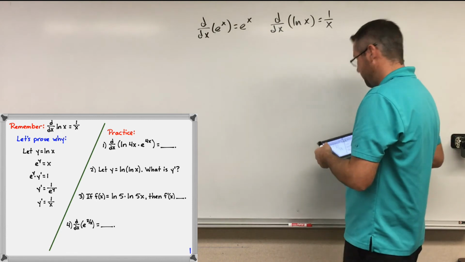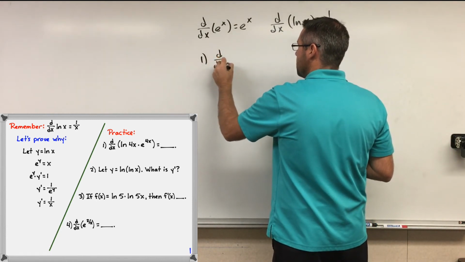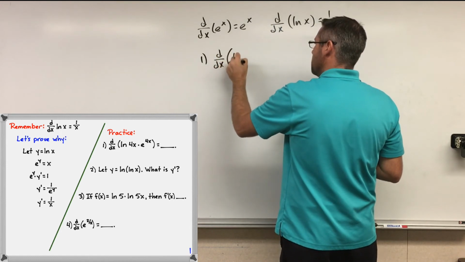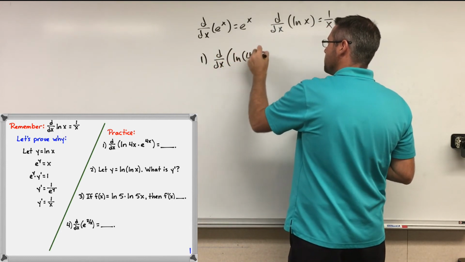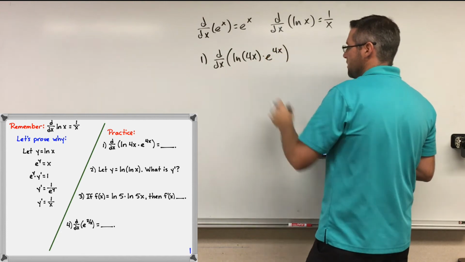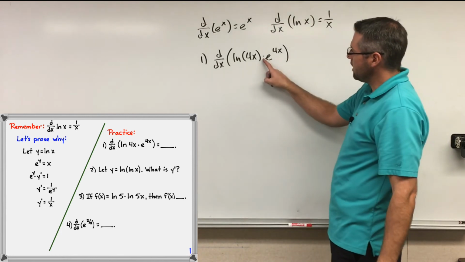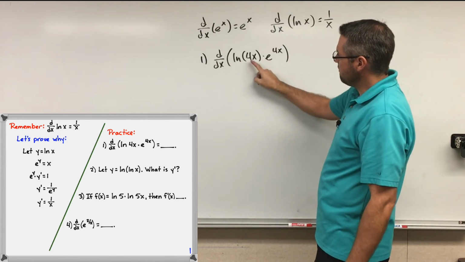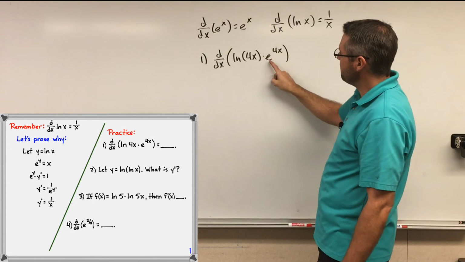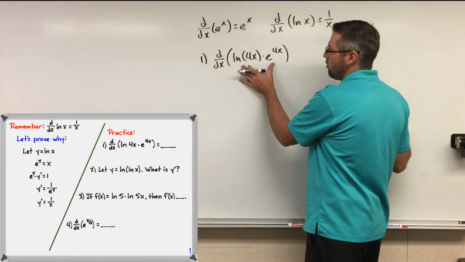Okay, so the first one here, we have the derivative of natural log of 4x, I'm going to put parentheses around that, times e to the 4x. We're trying to figure that out. Well, what do we see? We see that we have a product here. We have a natural log function that's a composition, and we have an exponential function that's a composition. So taking the derivative of this, we're going to use the product rule.